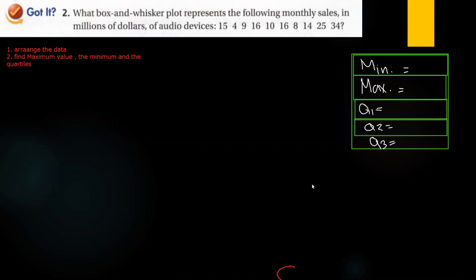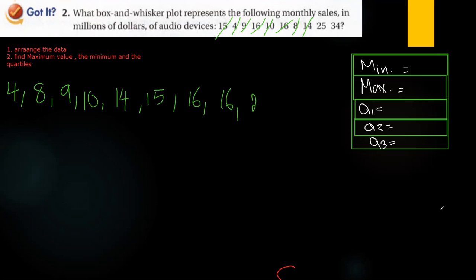Now what do we have to do first? First, we have to arrange the data. Four, nine. No, teacher, 8. Okay. So, 4, 8, 9, 10, 14, 15, 16, 16, 25, and 34. That is 10 numbers. So first you have to arrange the data.